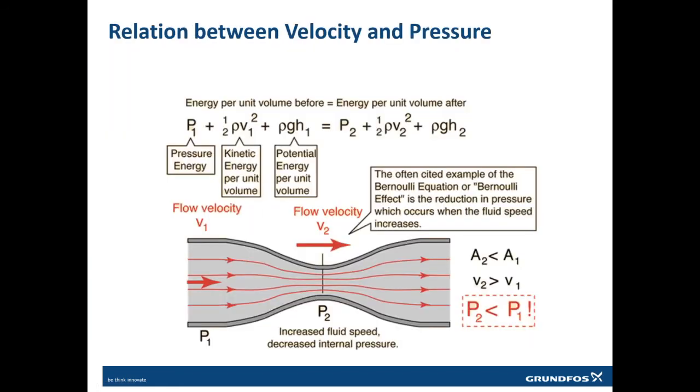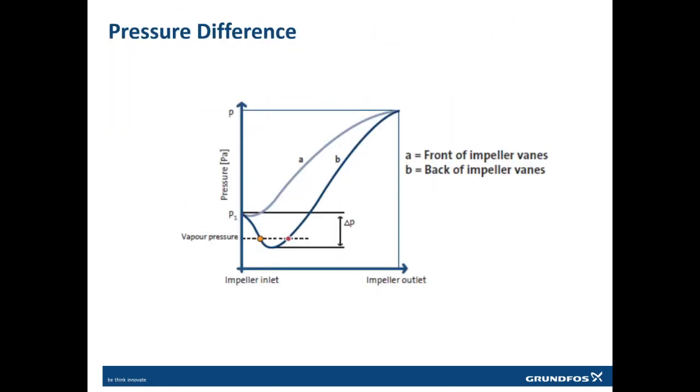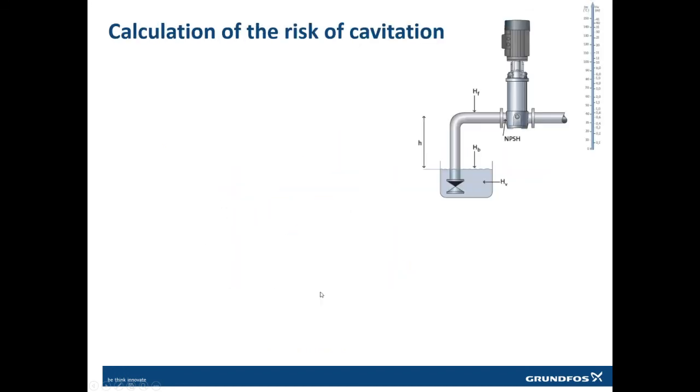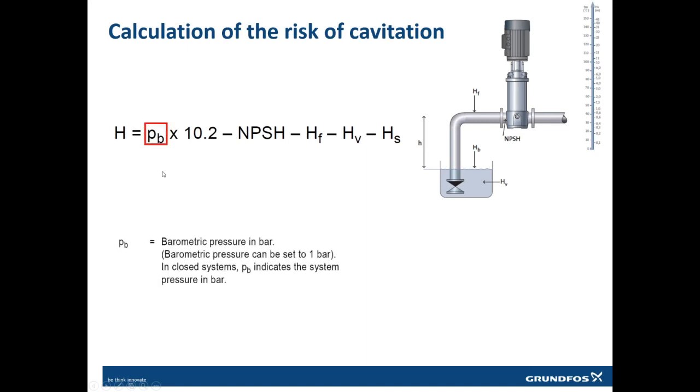So what we need to do is avoid the very high velocity of the water, or make sure that enough pressure is available at the suction part of the pump. So how can we make sure that enough pressure is available at the suction part? The first thing we can do is this very small calculation. This is called the risk calculation of the pump cavitation.